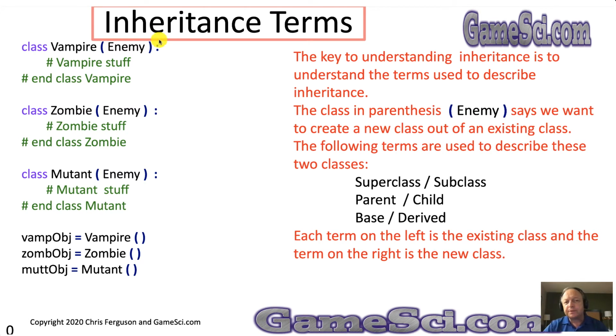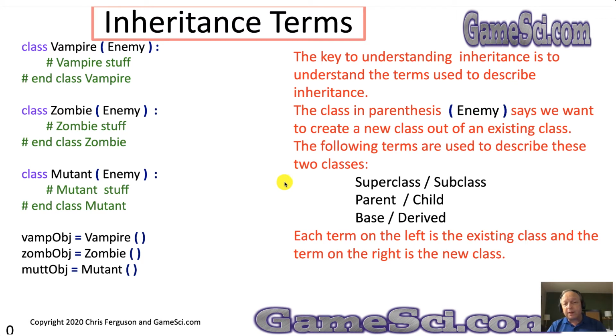Inheritance terms. The key to understanding inheritance is to understand the terms used to describe inheritance. The class in parentheses, enemy, says we want to create a new class out of an existing class. So vampire is inheriting everything enemy has. Zombie is inheriting from enemy. Mutant is inheriting from enemy. The following terms are used to describe the two classes.